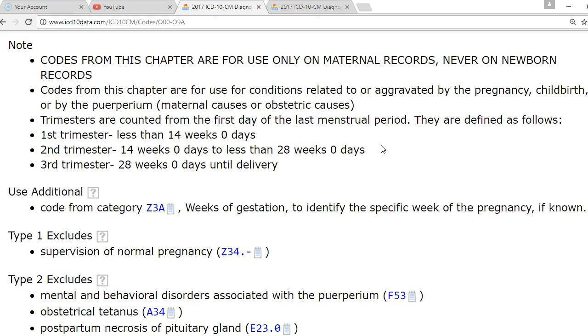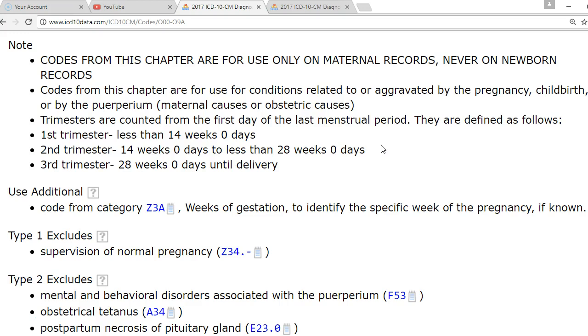Now, when providers document this, they usually document it in weeks and days. So someone will be at 15W3D, 15 weeks, 3 days. Now, again, we go from the last menstrual period. We're used to hearing the trimesters as 0 to 12, 13 to 26, and 27 to estimated date of delivery. But again, these are the specifics for what they want us to code from.